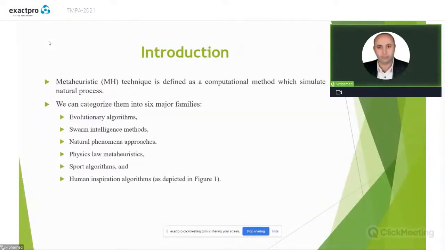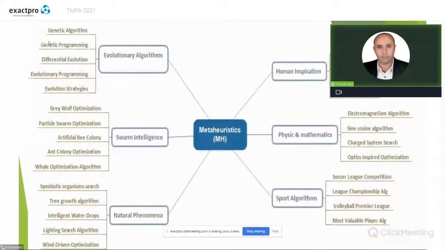In general, we can define meta-heuristic techniques as computational methods which simulate natural processes. These techniques can be categorized into six families. The first is evolutionary algorithms, then swarm intelligence, natural phenomena, sport algorithms, and physics and mathematics. The last one is human inspiration. Each family has many different techniques.